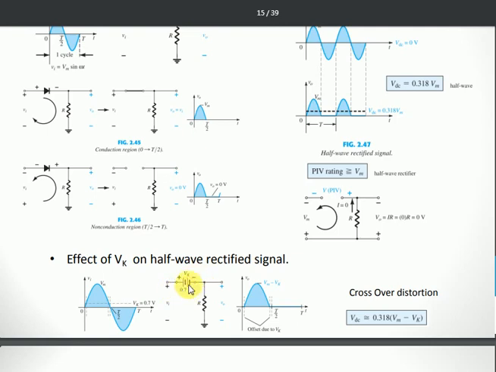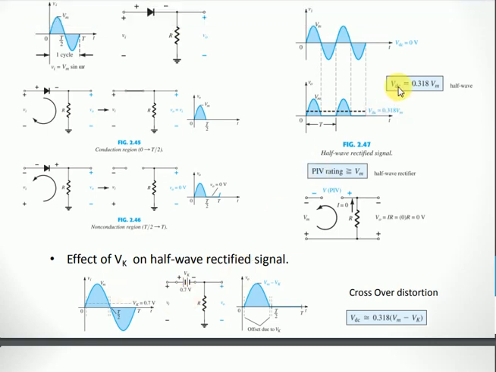In this case, with the 0.7 volt battery, the formula is VDC equal to 0.318 into Vm minus Vk. This Vk may be 0.7 volt for silicon and 0.3 volt for a germanium diode. And in our output, we will get a peak of Vm minus Vk.